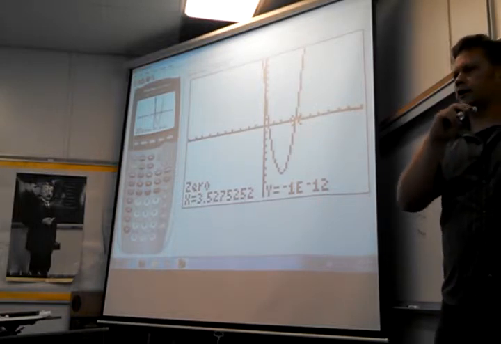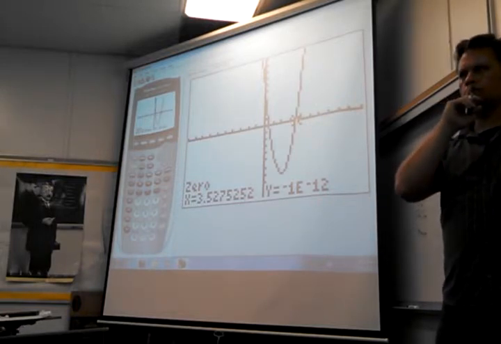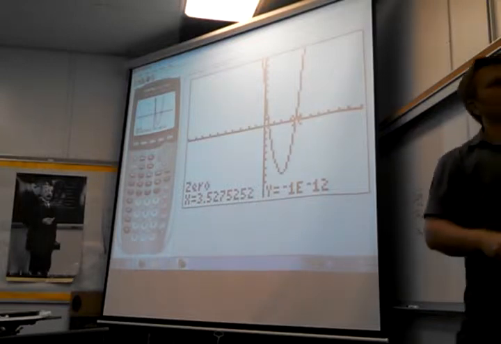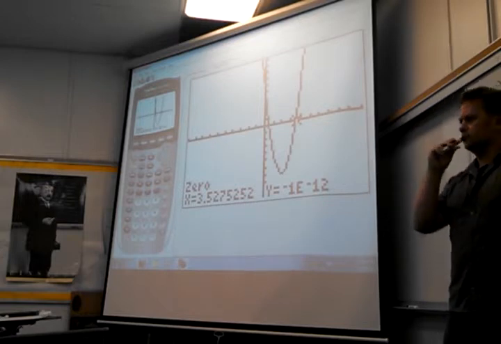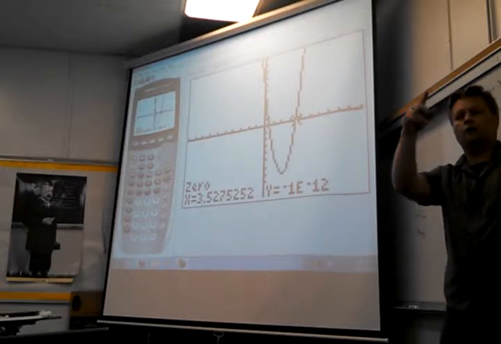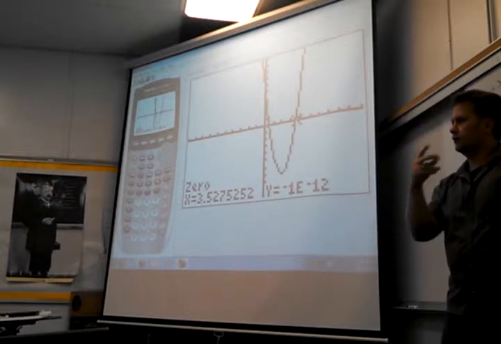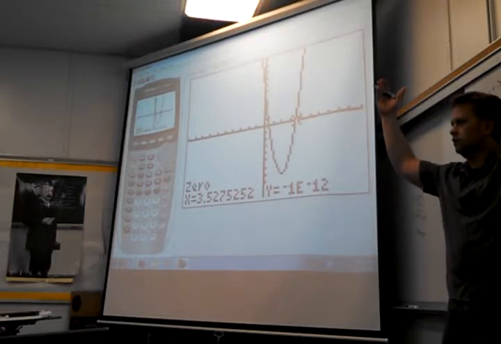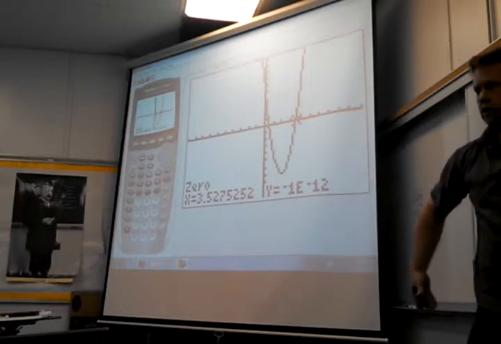What are the x-intercepts? 2 and -5. Okay. And does this thing open up or down? If you did multiply it out, would the x squared term be positive or negative? Positive. So it opens up. If I put a negative out here, it opens down.